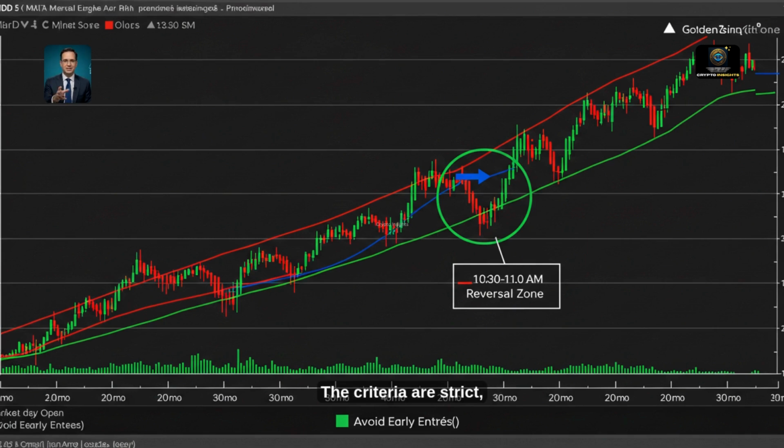The criteria are strict: no fundamental bearish news. Stock is in a daily uptrend. Wait for the 10:30 to 11 a.m. window for a base to form. This disciplined approach prevents you from catching a falling knife and gets you in as the real momentum begins.